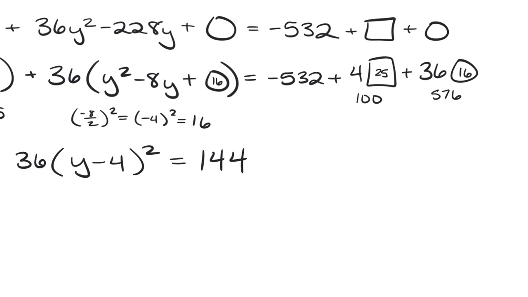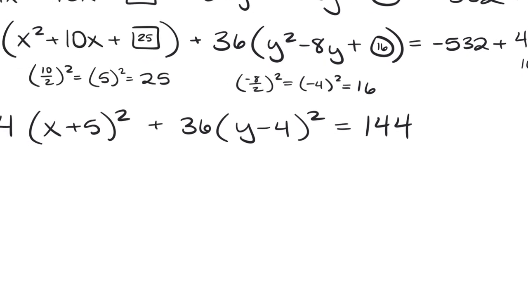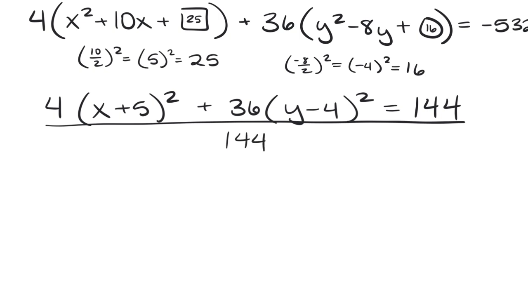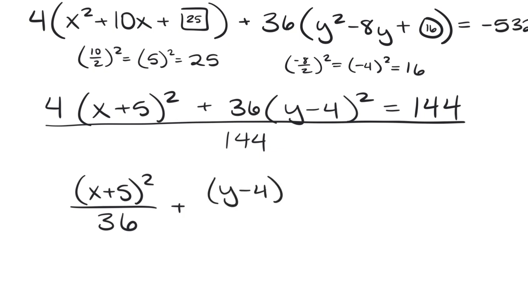We are one step away from standard form. We did this a second ago, I think on example 2. What do all equations of ellipses need to be equal to? 1. What is this one equal to? So what should I do with every single piece here? We're going to divide by 144. 4 over 144 is 1/36, so this is x plus 5 squared over 36. 36 over 144 is a fourth, so this becomes y minus 4 squared over 4. And 144 divided by 144 is 1.